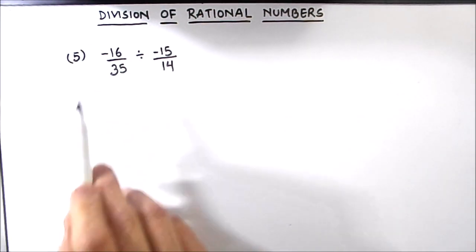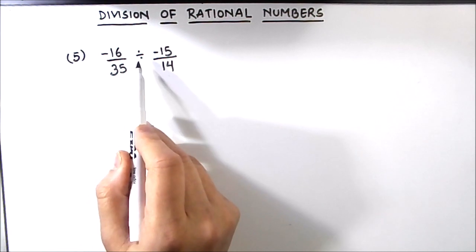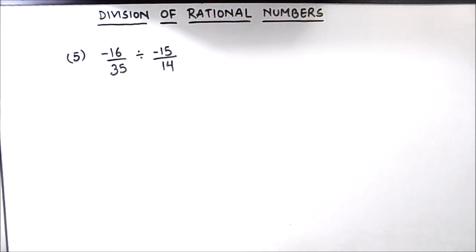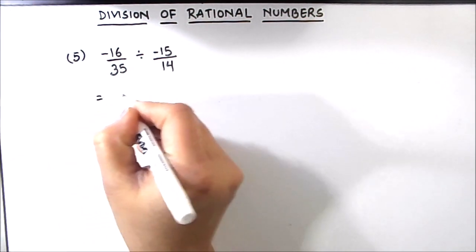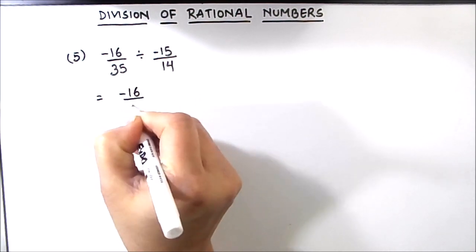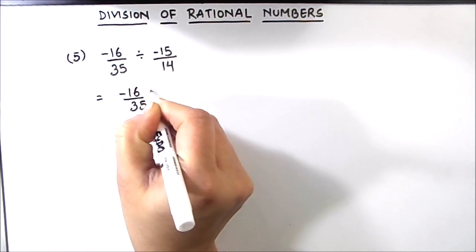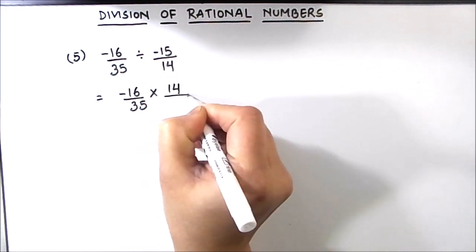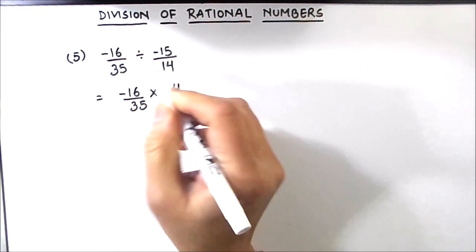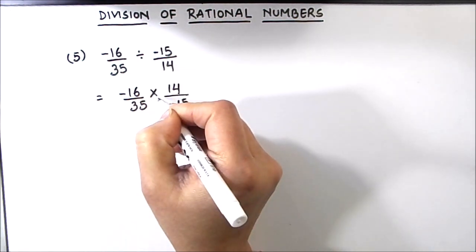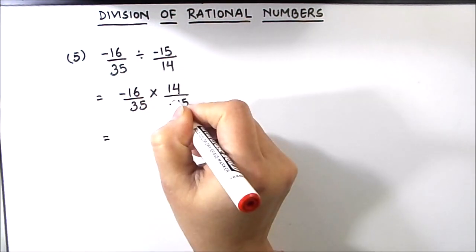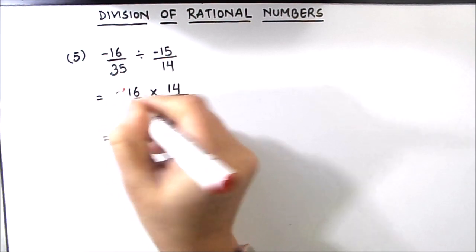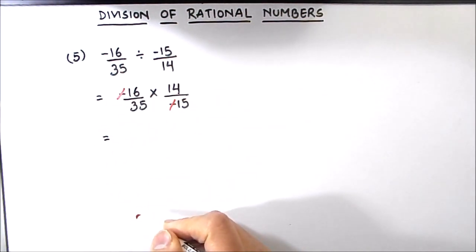Our last example is negative 16 by 35 divided by negative 15 by 14. So we are going to write negative 16 by 35 as is, and we are going to take the reciprocal of the divisor, which is 14 by negative 15. And the division sign is converted to multiplication sign. This negative sign will get cancelled out with the negative sign in the numerator.